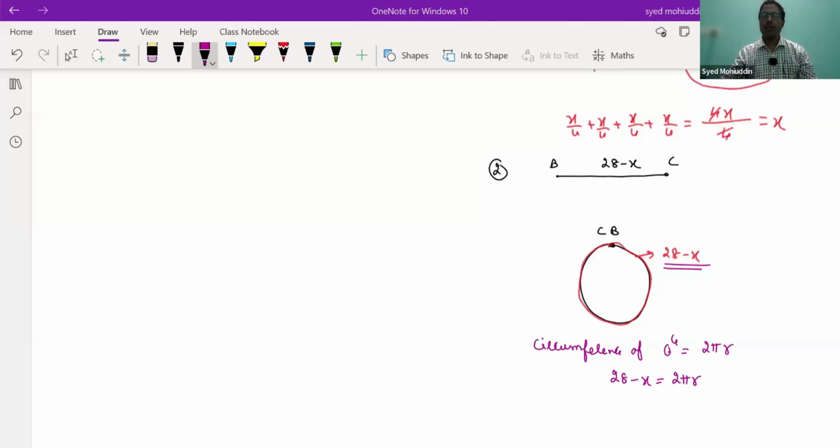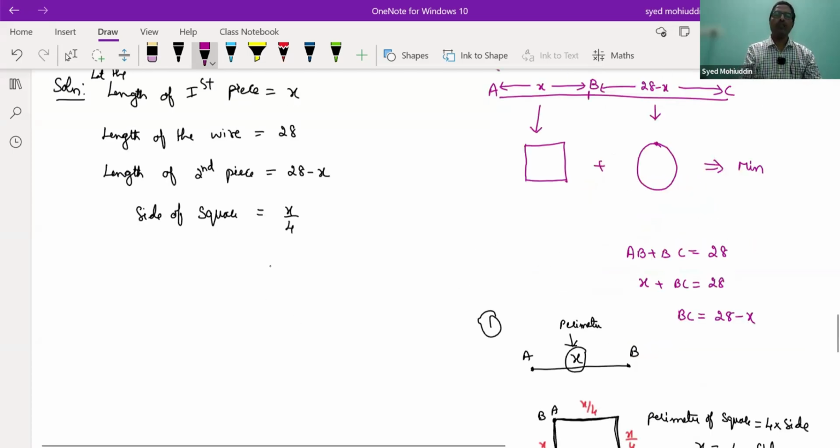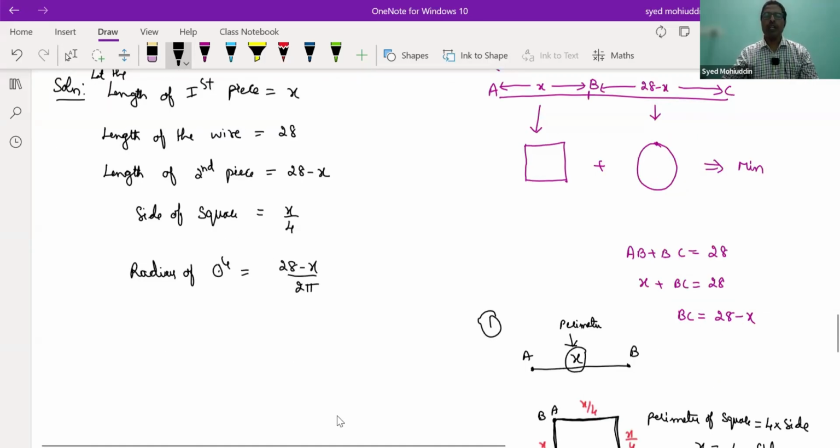Now from here, I'll try to find the radius of this given circle. So let's find that r from here. Send this 2 pi to the other side. It's 28 minus x divided by 2 pi is equal to r. So I've got the radius of the circle. Therefore, the radius of the circle will be 28 minus x divided by 2 pi. So we have obtained the side of the square as well as the radius of the circle.